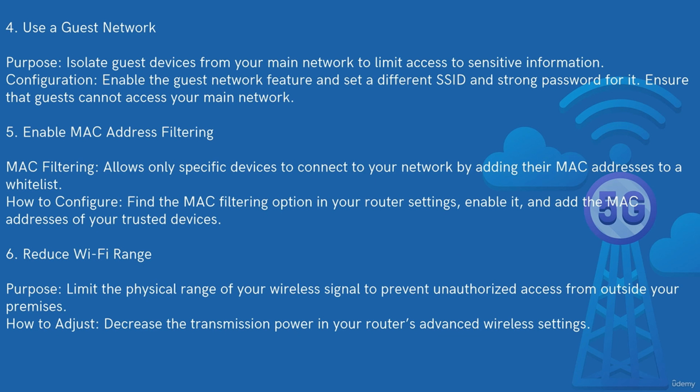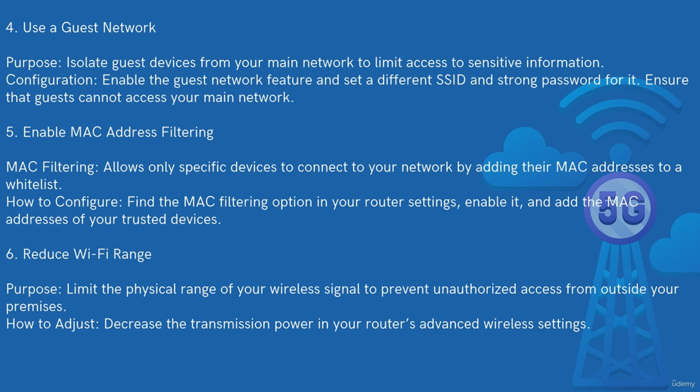And enable MAC filtering. MAC filtering allows only specific devices to be connected to your network by adding their MAC addresses to the whitelist. Find the MAC filtering option in your router settings page, enable it, and add the MAC address of your trusted devices. Reduce the Wi-Fi range.